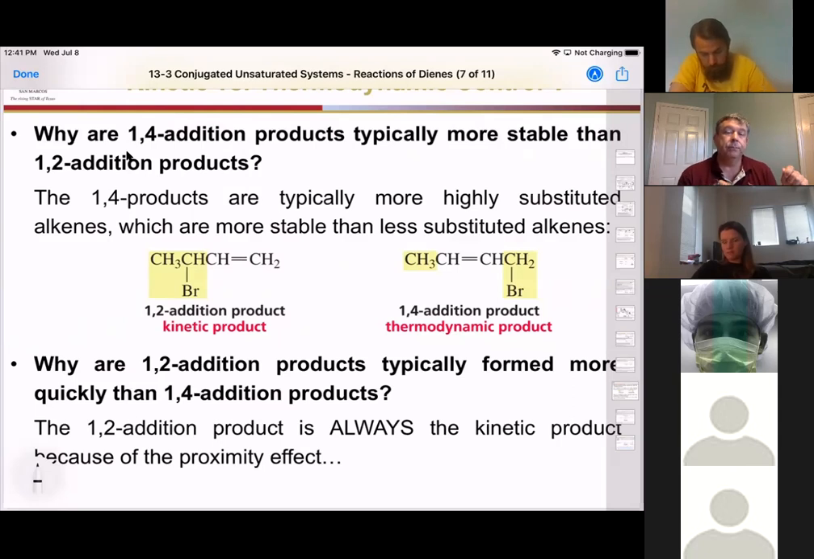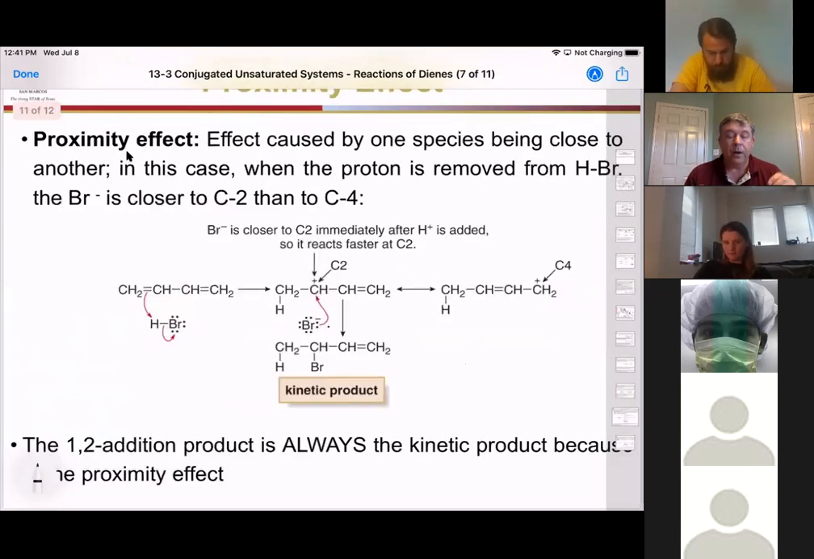So why are 1,2 products typically formed faster? It has everything to do with proximity. When you first have the double bond reach out and grab the hydrogen and create that new sigma bond and form that carbocation, the remaining bromide is sitting right next to the carbocation being formed. So it is right next to a positive charge. It has a negative charge. It's immediately attracted to that to form that new sigma bond.